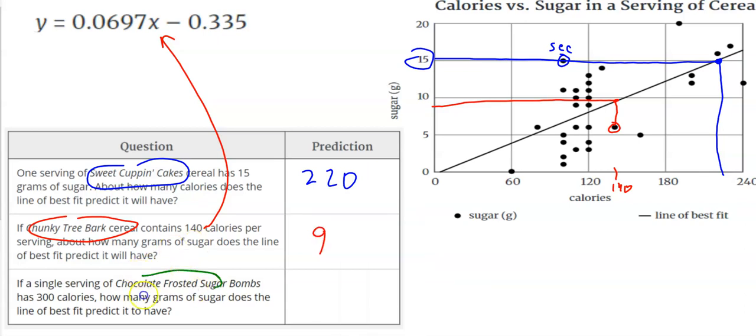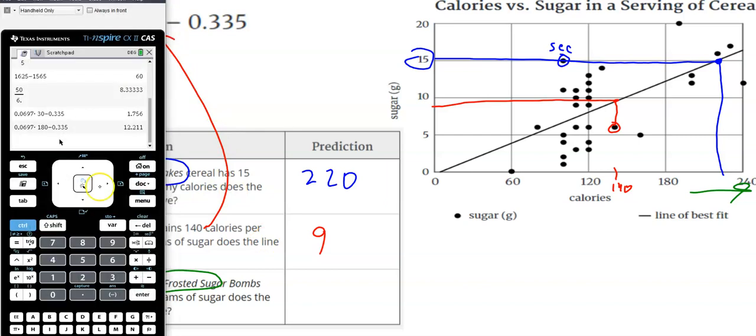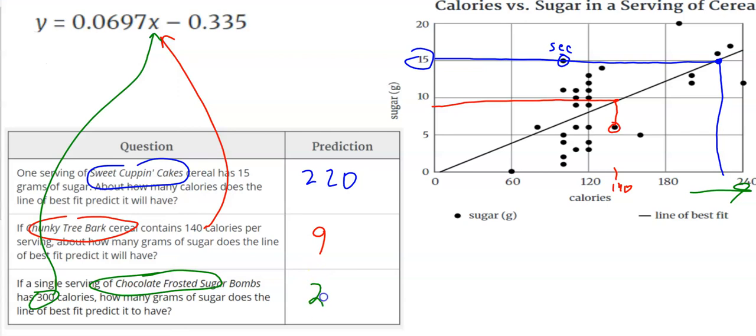And this one, Chocolate Frosted Sugar Bombs, has 300 calories. Oh, that's off the page. Like I can't even see that. That's so far. So it has 300 calories. So I'm going to plug that in for x, and you would just at that point type in 300 there instead of 180. So I'm going to copy and paste, change that, and we get 20.5 or so.